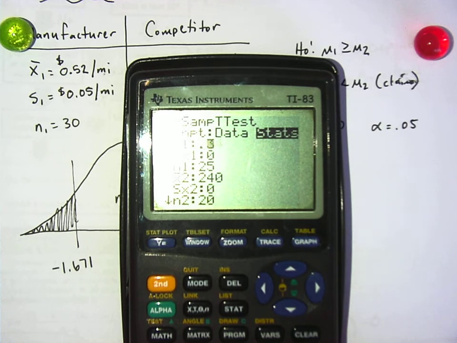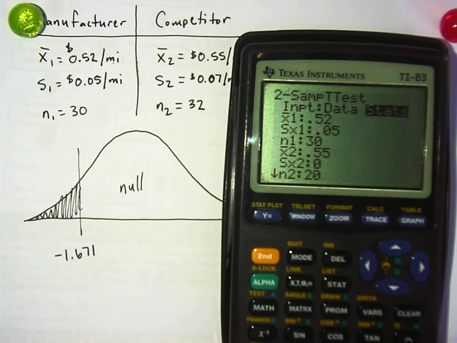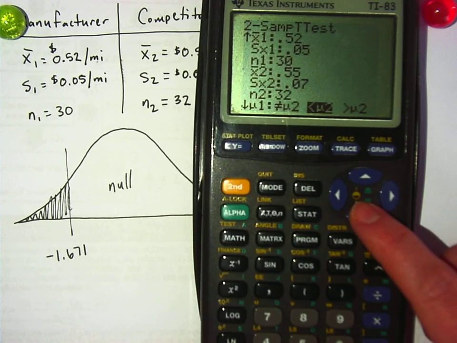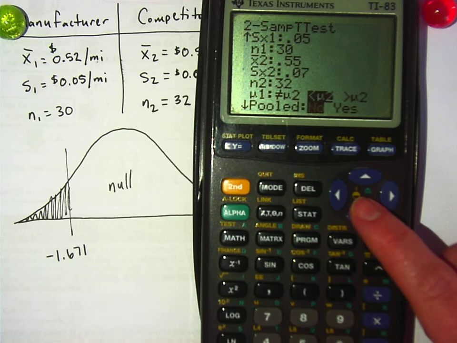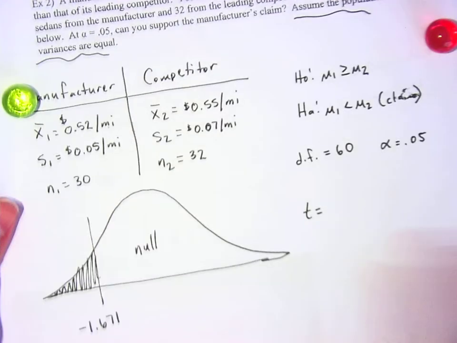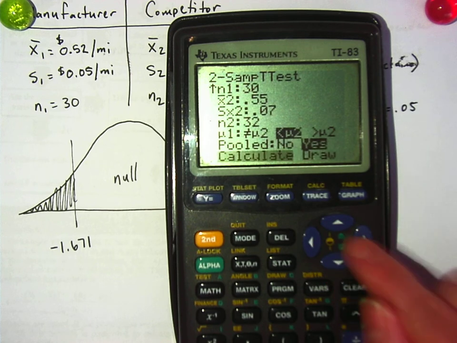So let's see, x bar 1 is 0.52. S1 is 0.05. N1 is 30. X bar 2 is 0.55. S2 is 0.07. N2 is 32. Remember you highlight the H sub A, which is left-tailed. Pooled, yes or no? Do you guys remember what pooled means? If the variances are the same, you call them pooled. Are the variances the same for this one? Yes. See how it says the variances are equal in the problem? Right. You're not comparing your standard deviations if that's what you're thinking. Yeah. And then I'm going to hit draw.